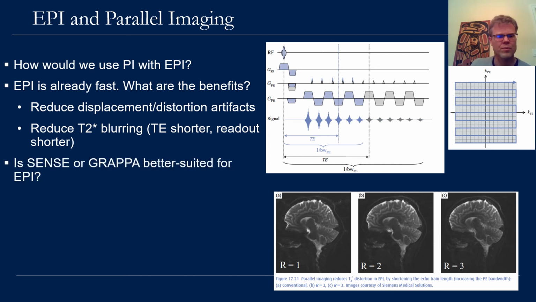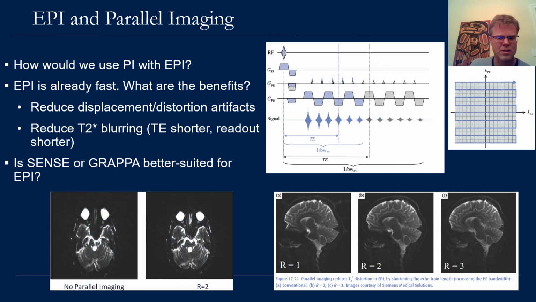And I'll leave this as an open question for you to think about, and maybe something we can discuss in class. Is SENSE or GRAPPA better suited for an EPI pulse sequence? And here's another example, with a parallel imaging factor of 2, we have a more accurate shape of the brain anatomy down in this relatively lower region where we have a lot of susceptibility that changes the magnetic field, and this leads to these displacement distortion artifacts with EPI.